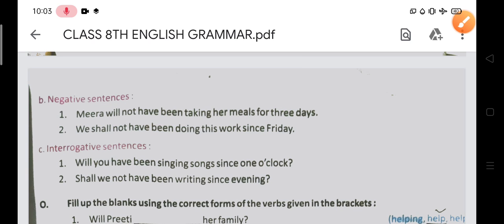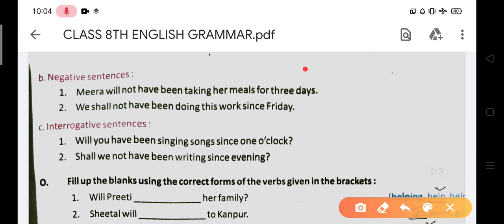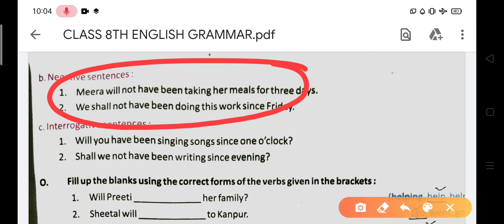Okay, and after that you will see: we shall not have been doing our homework since Friday. We shall not have been. Both these sentences are in negative form and are good examples. Number one: Mira will not have been taking her meals for 3 days. And number two: we shall not have been doing our homework since Friday.